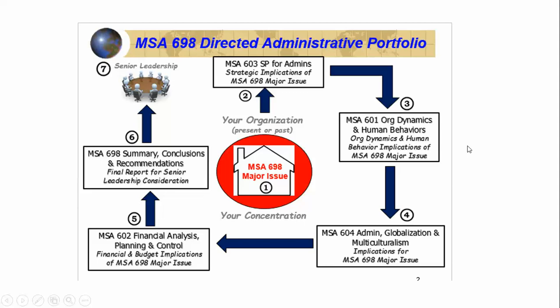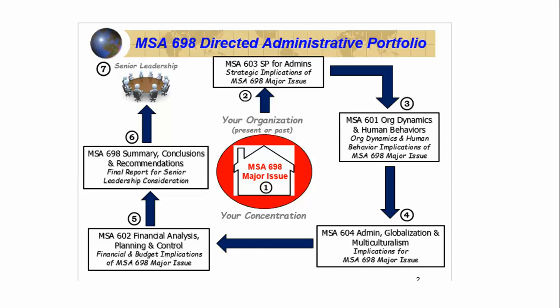And this is from the earlier handout, but this basically is a roadmap for what you're going to do this term. You're going to start out with your major organization issue, something that you want to work on, and then you're going to follow the core courses and write about it. You're going to take that topic, you're going to come up with the main research questions for your issue overall, and then you're going to look at the strategic implications using your management MSA 603 course as a guideline. You're going to move to the MSA 601, the organizational dynamics and human behaviors, and you're going to apply those concepts to your major issue.